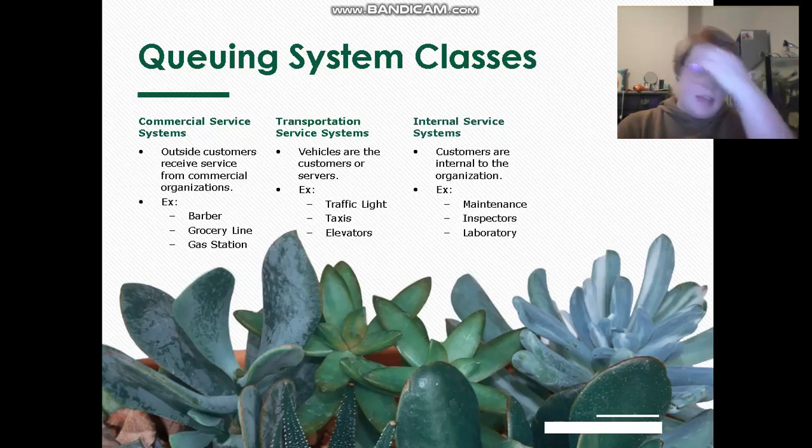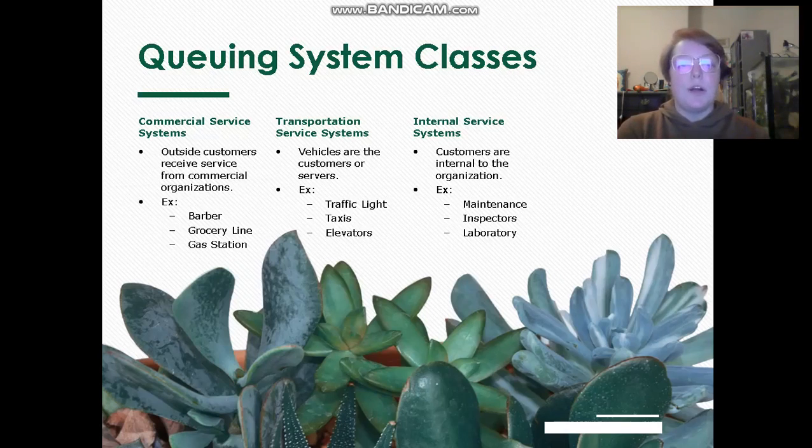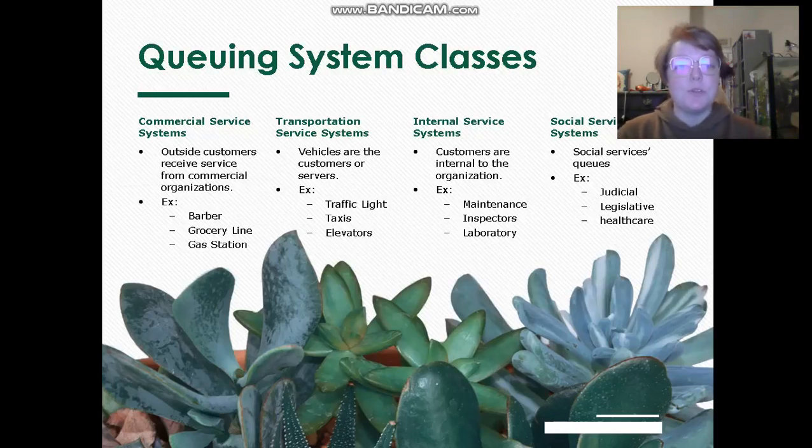So our next class is going to be internal service systems, and this is a little different from commercial services because the customers are internal to the organization that is serving them. So this would be like maintenance, like custodial work, or internal maintenance work, IT work, inspectors, or a laboratory that provides functions for a hospital. And finally, we have social service systems, and these are just going to be queues that are created by social services, such as those in the judicial system, the legislative system, or even in the healthcare system.